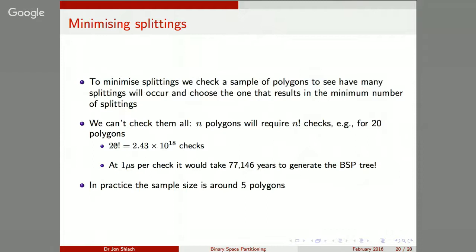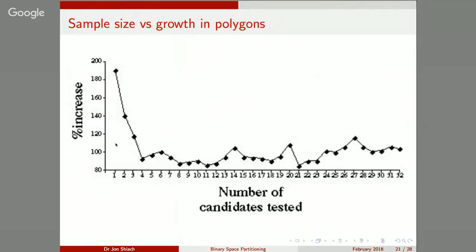In practice, we take around 5, a random sample of 5 polygons from your space. Why 5? Well, somebody with a lot of time on their hands did a study, okay, and this is what they came up with. So what we have here along the horizontal axis is the number of polygons which were selected for the sample size. So what they did is they had a virtual world, and they said, okay, if I only take a random sample of 1 polygon, generate the BSP tree, what happened is the number of polygons grew by 190%.